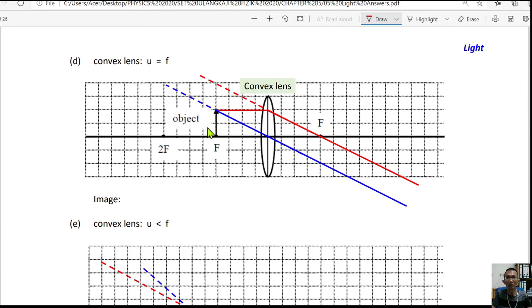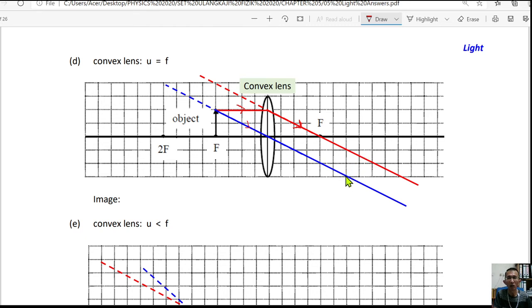Same thing. So here is my object. I draw a red line parallel to my principal axis. And then after hitting the optical axis, it will hit my focal point. Just draw the line. And then the blue line here, it will go through the optical center, so just draw the line going straight. All right, and then you examine these two lines, where are they going to intersect?